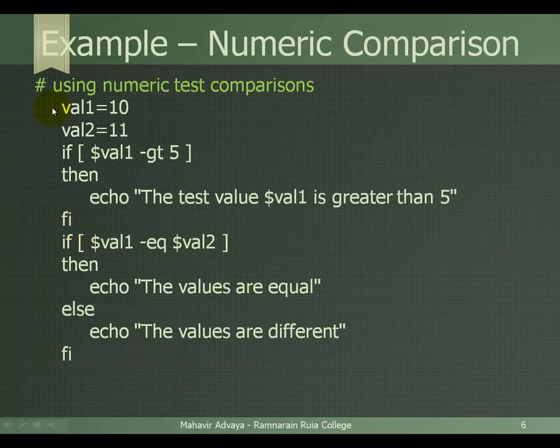This is an example where we are testing numbers. We have two variables, val1 as 10 and val2 as 11. If val1 is greater than 5, then we display the message that the value of val1 is greater than 5, and close the if statement here. Again, if val1 is equal to val2, then we display that the values are equal, else the values are different. So this is a simple program where we are comparing numbers.